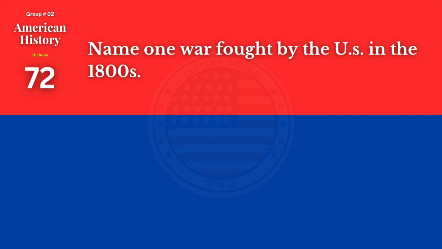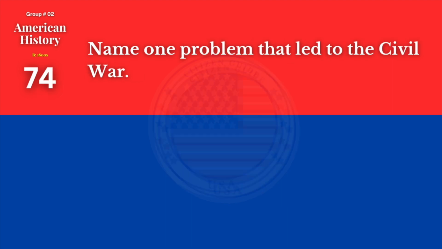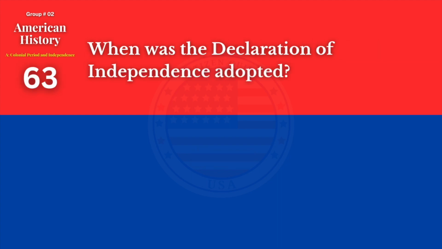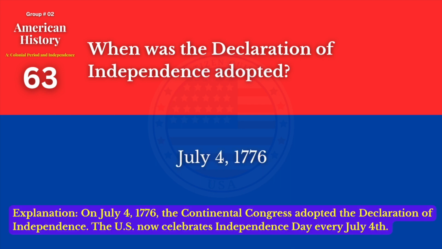Name one war fought by the U.S. in the 1800s. Civil War. Name one problem that led to the Civil War. Slavery. When was the Declaration of Independence adopted? July 4, 1776.